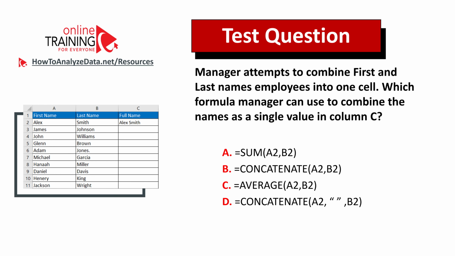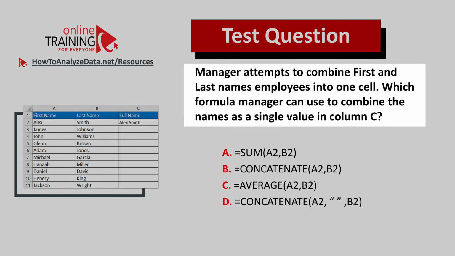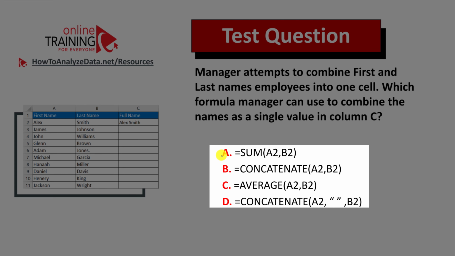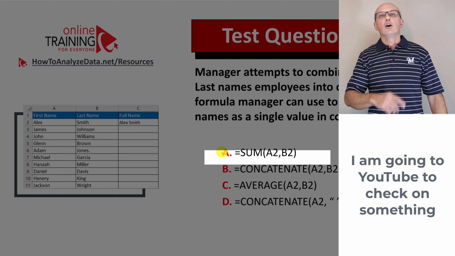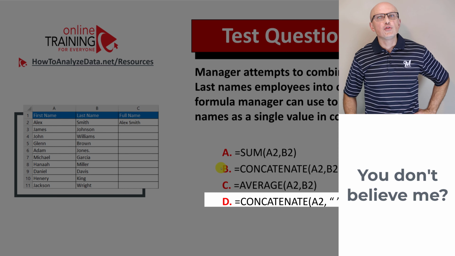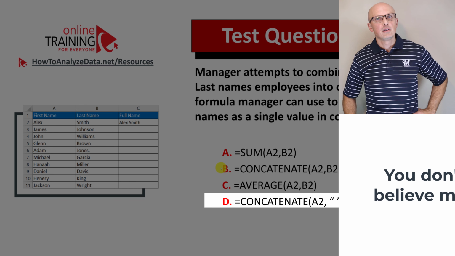And now here's the question from the real test for you to try to solve on your own. I have full confidence that you can complete the challenge. Manager attempts to combine first and last names of employees into one cell. Which formula manager should use to combine the names as a single value in column C. And you have 4 different choices. Choice A, sum. Choice B, concatenate. Choice C, average. And choice D, concatenate again with the different set of parameters.